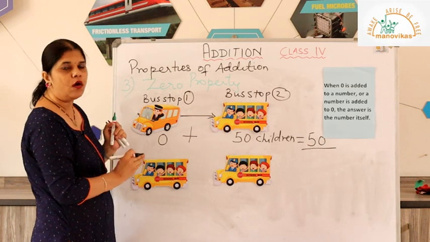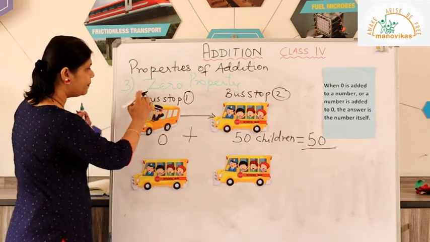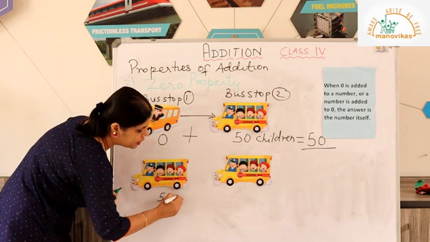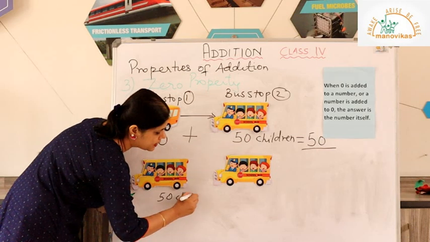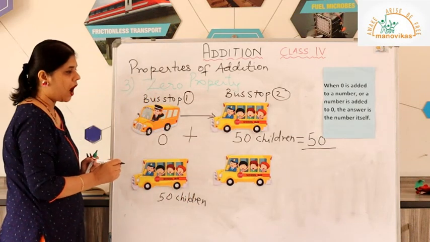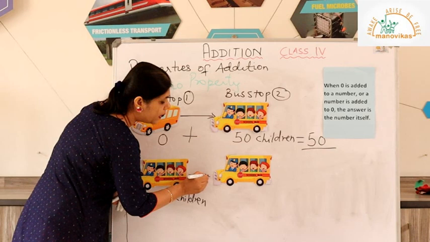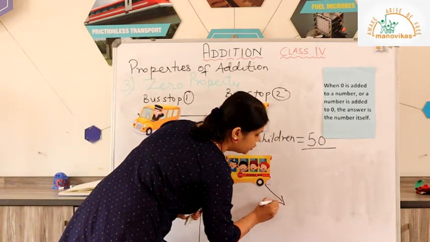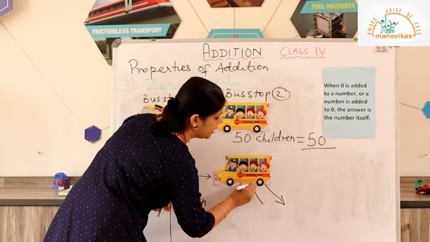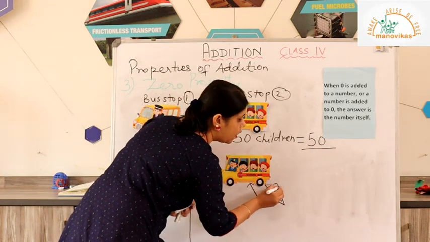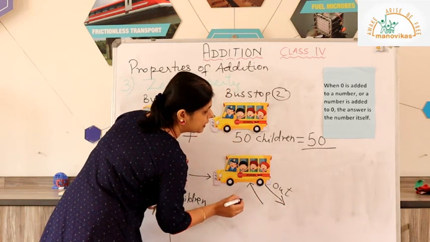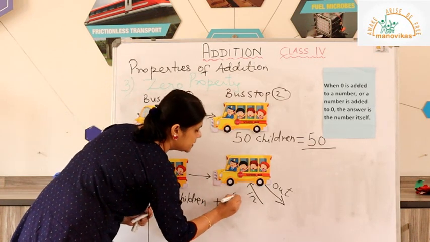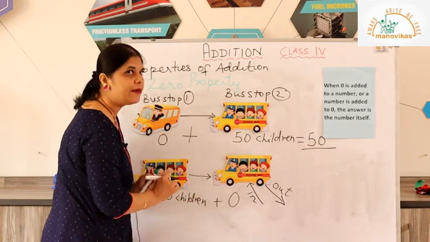Got it? Now we will see the other case. At bus stop 1, in this bus there were how many children? 50 children already sitting in the bus. Okay, now this bus moves to bus stop 2. At this stop, no child gets out of the bus, neither does any child get in. So what happens here? 0. The number remains the same in the bus.